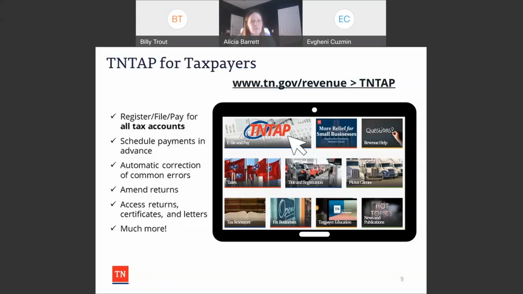Amending the return. So if you make a mistake on the return, you need to make changes to it, TENTAP is going to allow you to do that. It will allow you to get your resale certificates, registration, access all of your correspondence, claim a refund, file for a penalty waiver. So many different things are available to you on TENTAP.